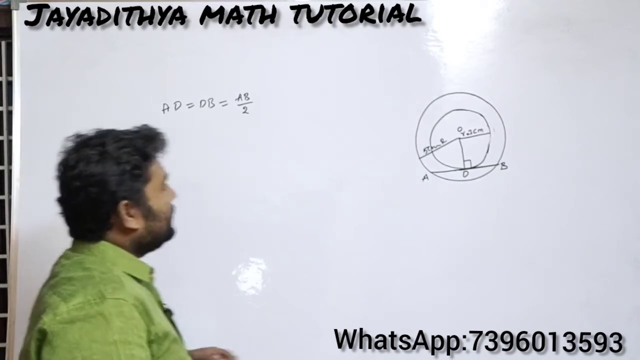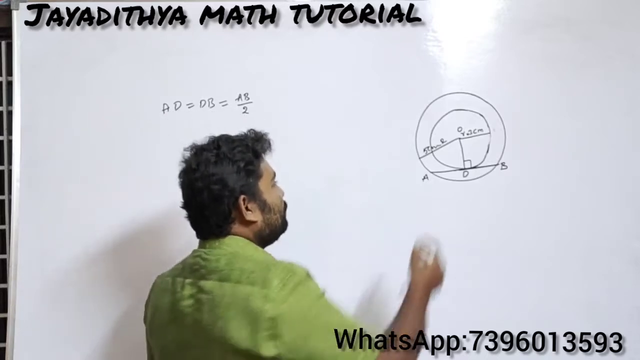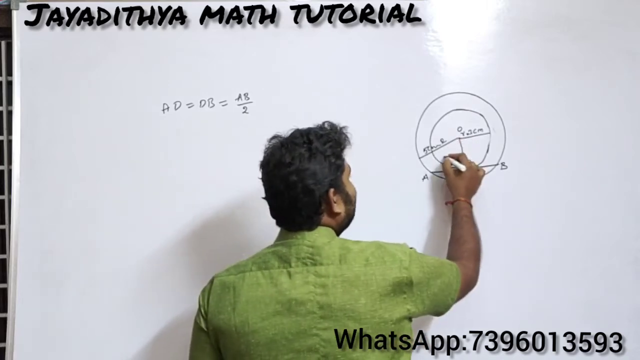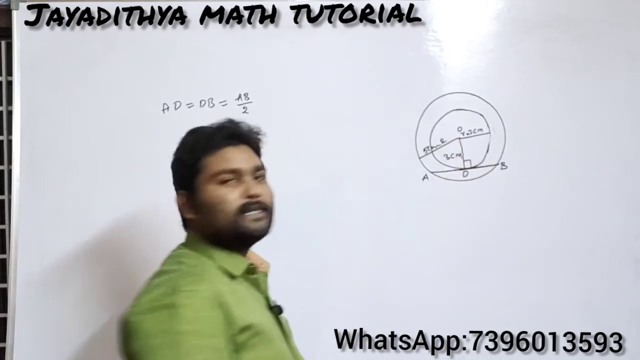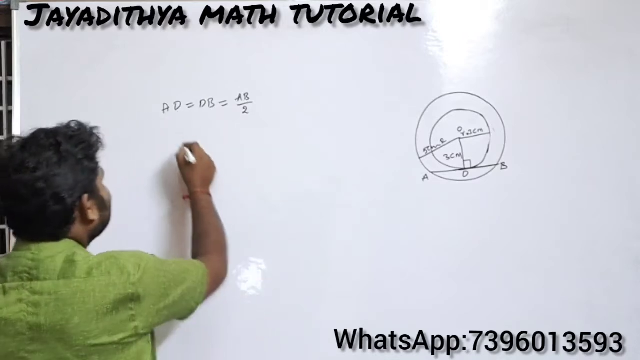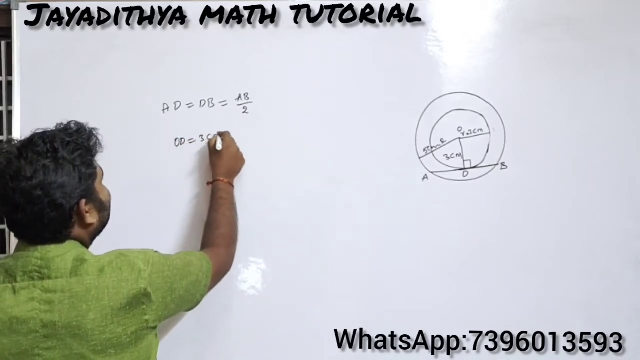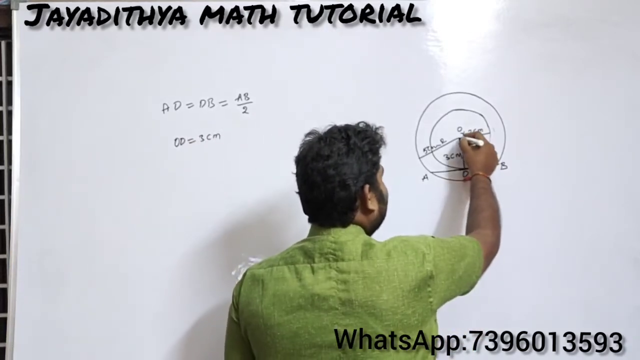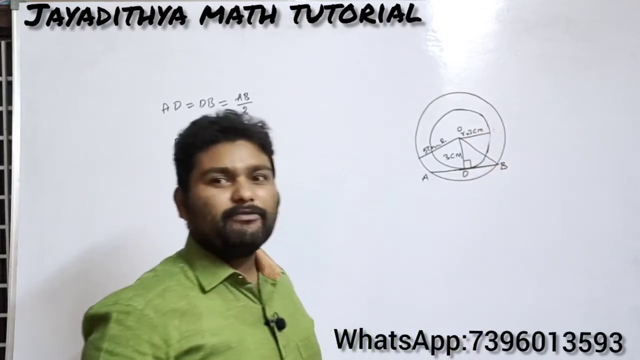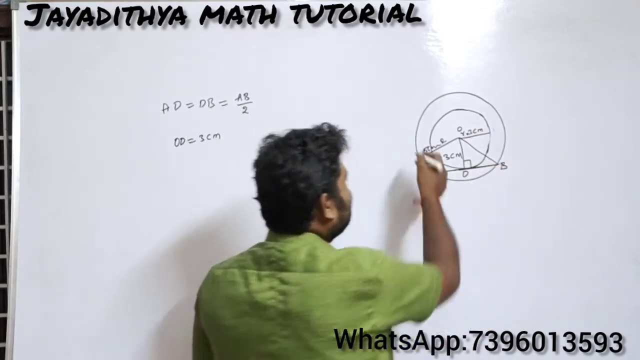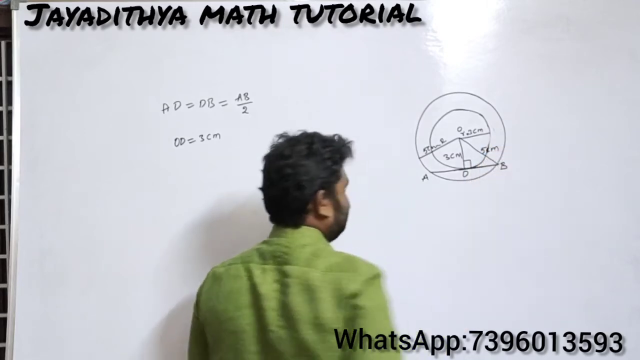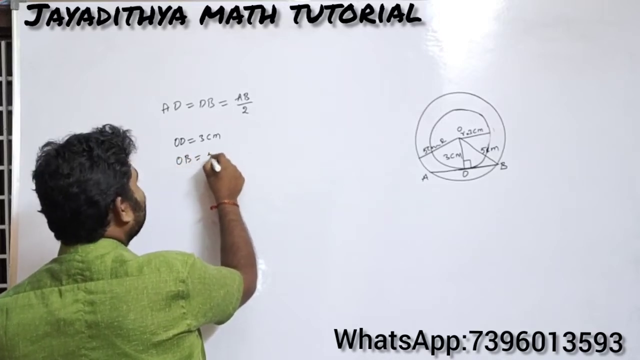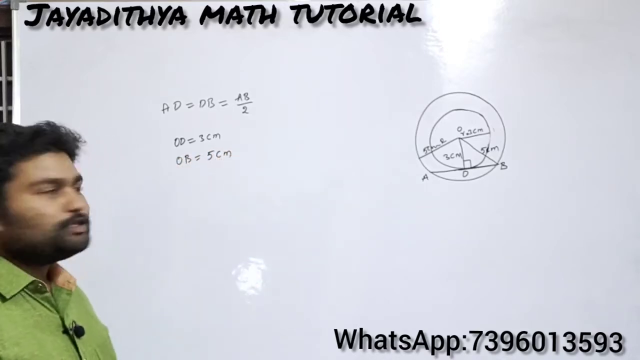Please do watch them. Okay, so see here, if you observe, OD will be the radius of the smaller circle, right? So this also becomes 3 centimeters. OD is equal to 3 centimeters. And also, if you draw the radius for the bigger circle, OB, if you join O and B, that will be the radius of the bigger circle. What is the radius of the bigger circle here? That is 5 centimeters. So you write that OB is equal to 5 centimeters.